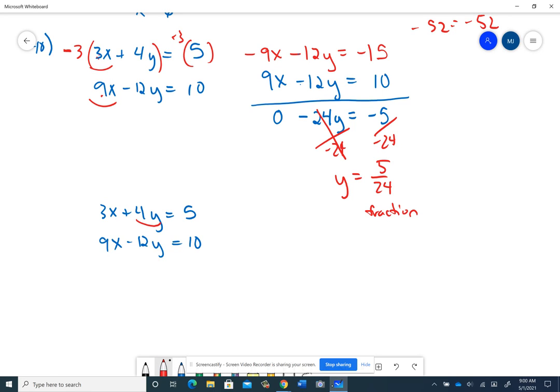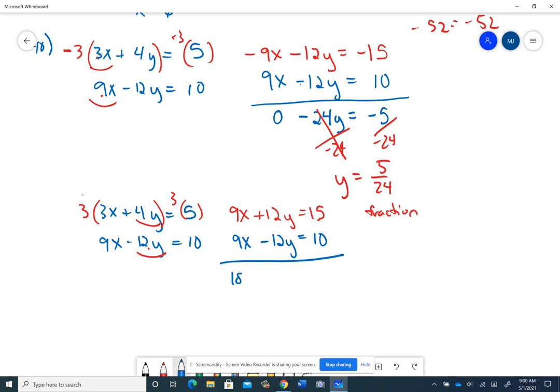So the y, to make those go away, I could multiply by 3 to make that a 12 right there. Because down here I have a -12. So I'm going to multiply by 3. If I do that to the left, remember to multiply the right side by that number as well. So that's 9x plus 12y is 15. Down here I have 9x minus 12y equals 10. So this is 18x. This is gone. This is 25. Here's the equal sign.